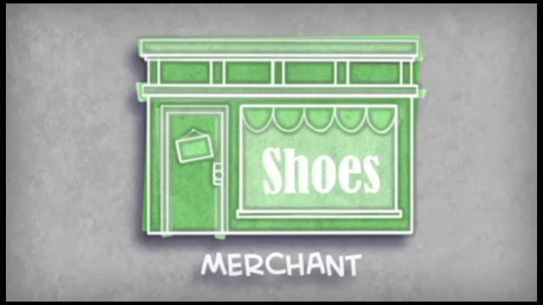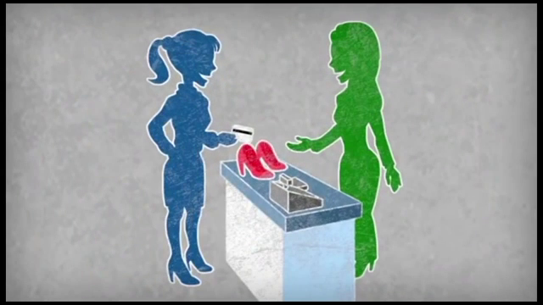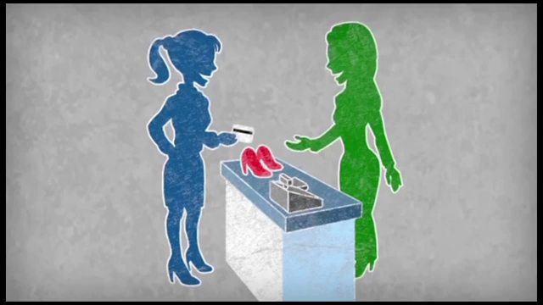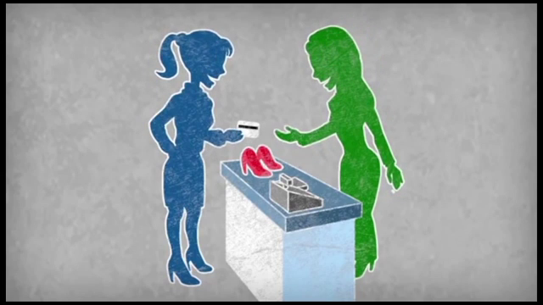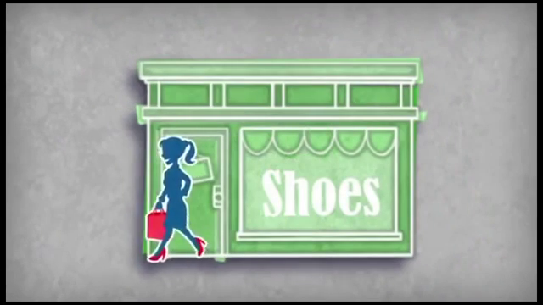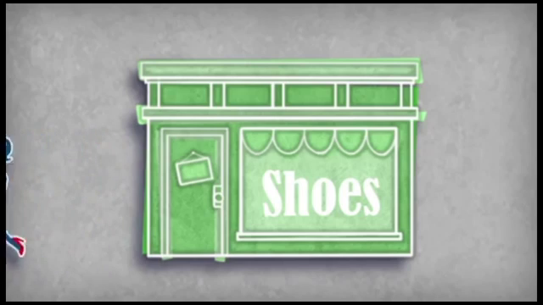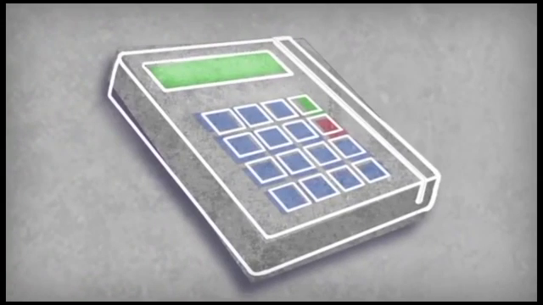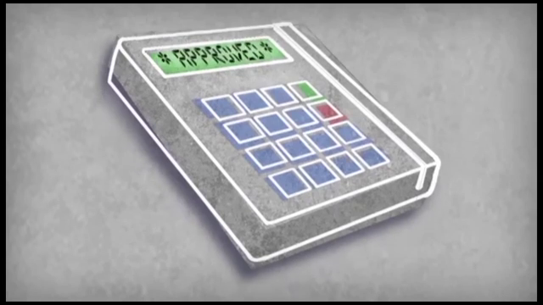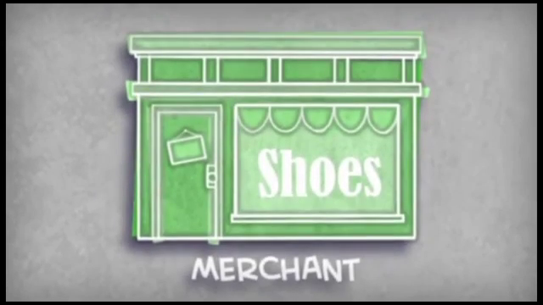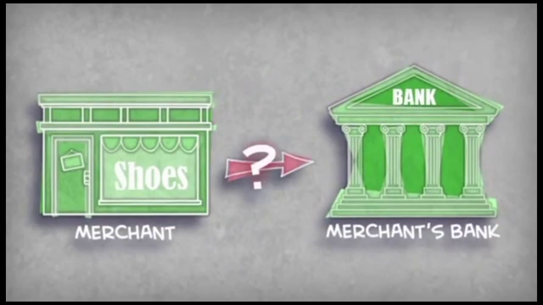Jane's got a hot date tonight, so of course she needs new shoes. She found the perfect ones and now it's time to check out. She hands her credit card to the cashier and a few seconds later the clerk hands her new red pumps. But it's what happens in those few seconds that we care about. First, the cashier, the merchant, processes the card and her point of sale system, that's fancy payment speak for her computer, sends the payment request on to her merchant bank.